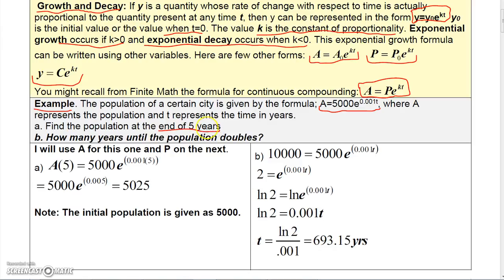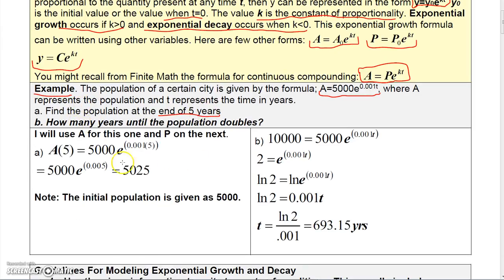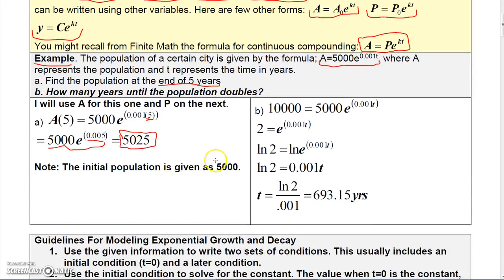So we just need to know the population when t is 5. We take this function, and for t we plug in 5. Then we have e to the 0.001 times 5, which is just 0.005. Then we calculate 5,000 times e to the 0.005, and that's just 5,025. So it's growing rather slowly here. Remember the initial population was this constant here, 5,000. So basically it grew from 5,000 to 5,025 over 5 years.